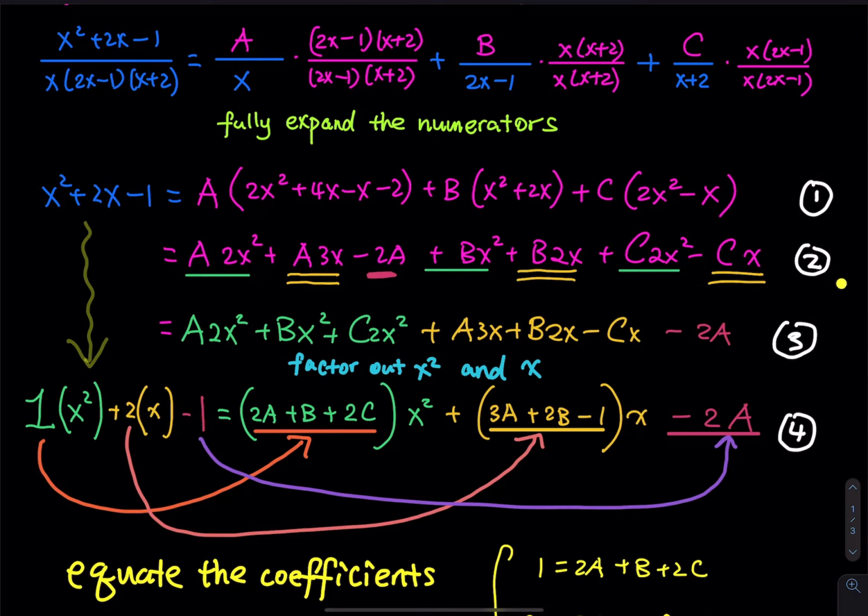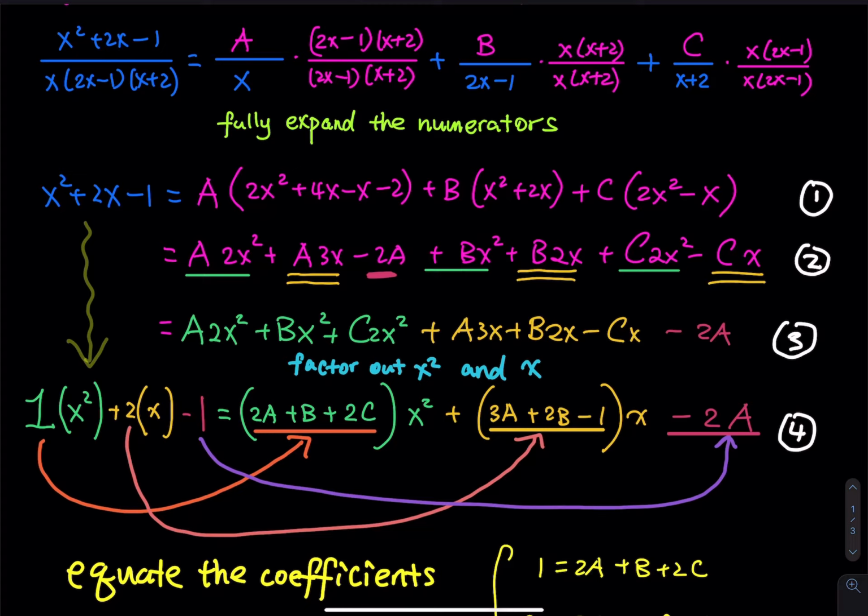And then in line 3, I am going to put all the second powers together, and then all the first powers together, and then all the constant values together. So the second power, I have that written in green: A times 2x squared plus B times x squared plus C times 2x squared. And then all the yellow, and then the red.